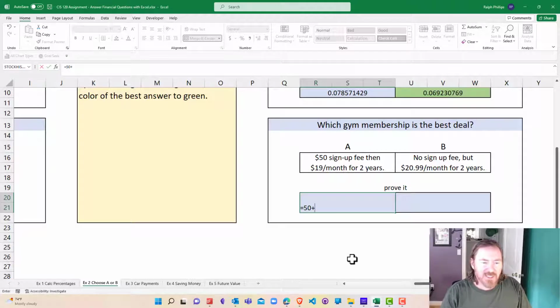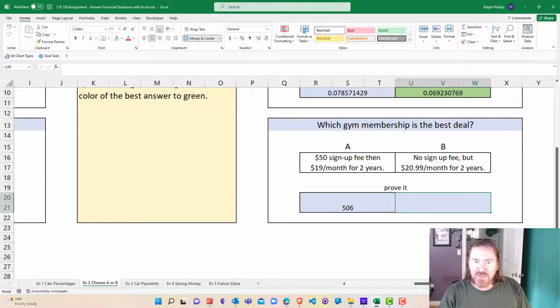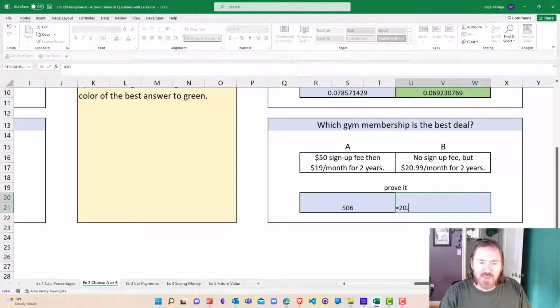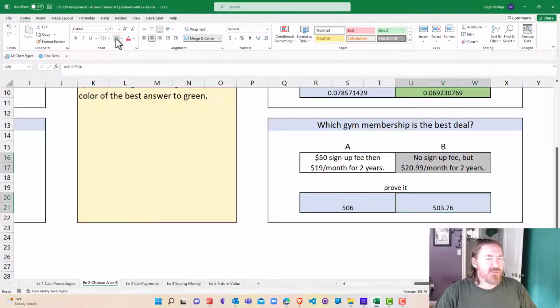So 50 plus, and I'm going to do this part in parentheses, 19 times 24 for 24 months, 12 months per year. And that's going to give me a total cost for gym A as $506, okay? And then gym B is simply 20.99 for 2 years. So equals 20.99 times 24, and that gives me 503. So once again, option B on this side is the better deal.